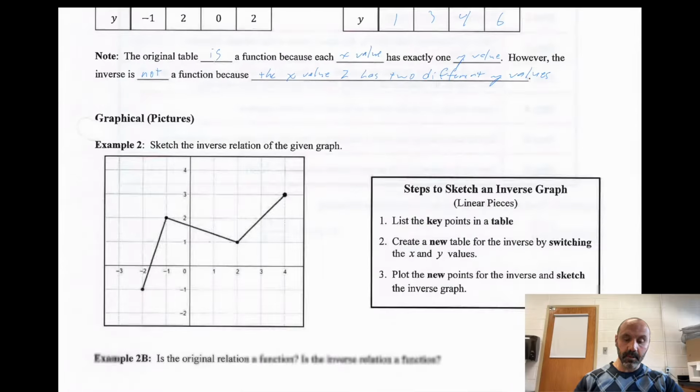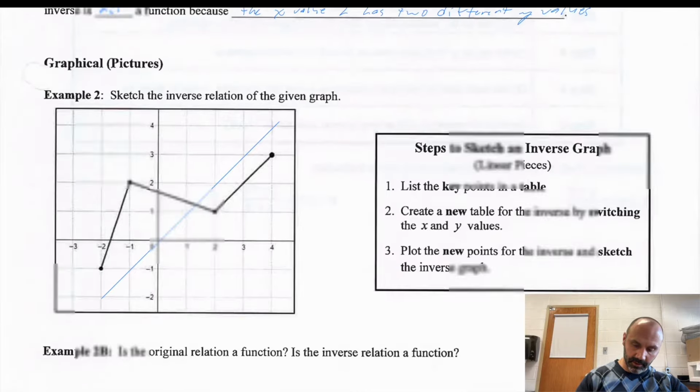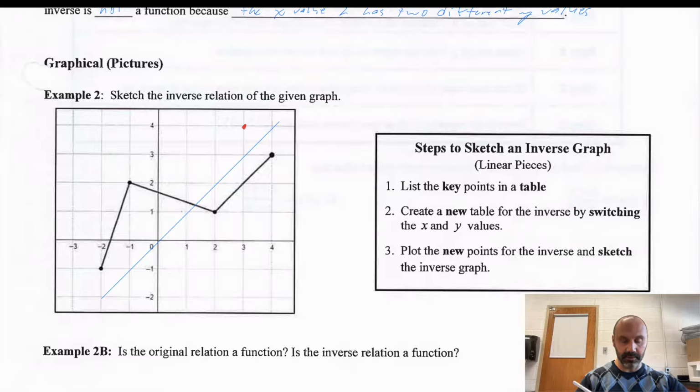And then graphically, when we're taking the inverse of a function, what we're actually doing is reflecting over the line y equals x. Every x and y value we can switch. For example, this point right here is (4, 3), so there's going to be (3, 4). That's the inverse of that value. Then we have (2, 1), so (1, 2).